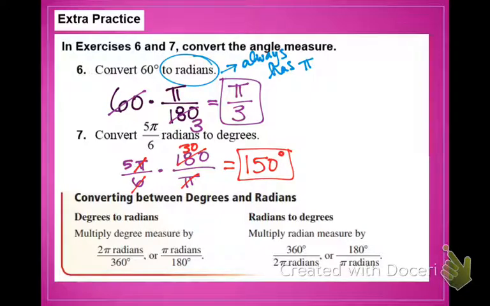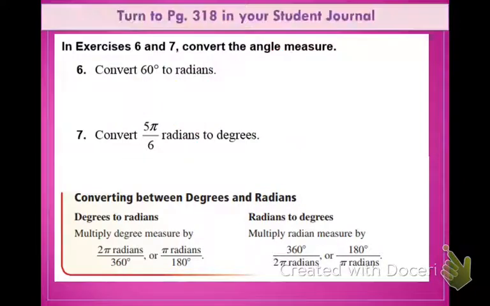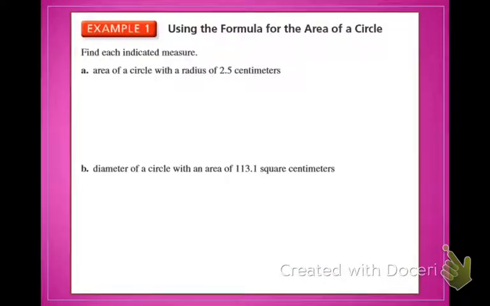Turn to page 322 in your student journal. 322. It's like 4 pages away, maybe 3. I'm talking front and back, because 318, 319, 320, 321. Okay. You good? Sorry, I didn't even ask.